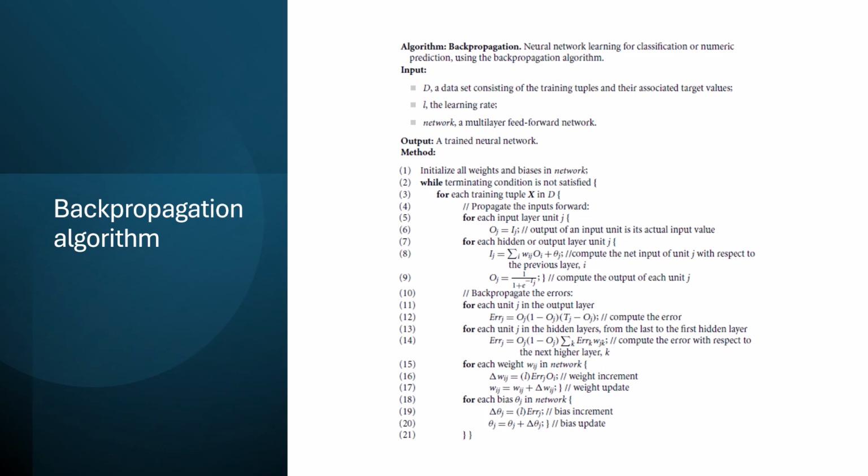The backpropagation algorithm is given. Neural network learning for classification or numeric prediction using the backpropagation algorithm. Input to this algorithm: a dataset D consisting of the training tuples and their associated target values, L is the learning rate, and network, a multi-layer feed-forward network. Output from this algorithm is a trained neural network.